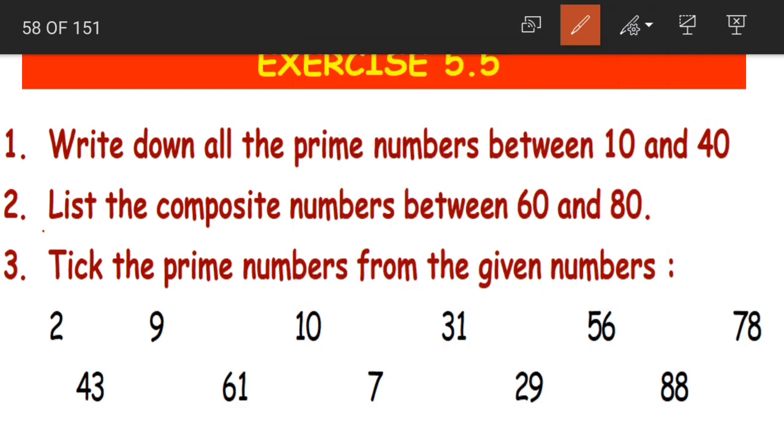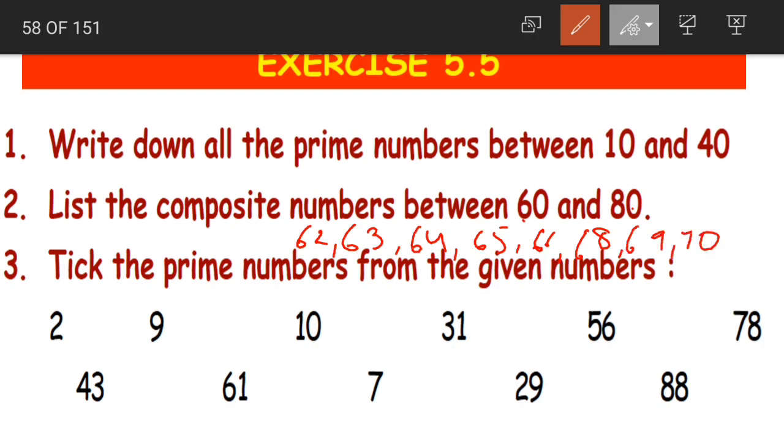Yes. Now the next one is to list the composite numbers. What are composite numbers again? Composite numbers are those numbers which have more than 2 factors. So I'll write the composite numbers from 60 till 70. They are 62, 63, 64, 65, 66, 68, 69 and 70, children. Now you try writing the composite numbers from 71 till 80.